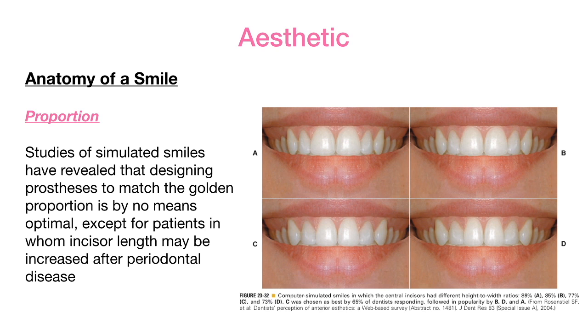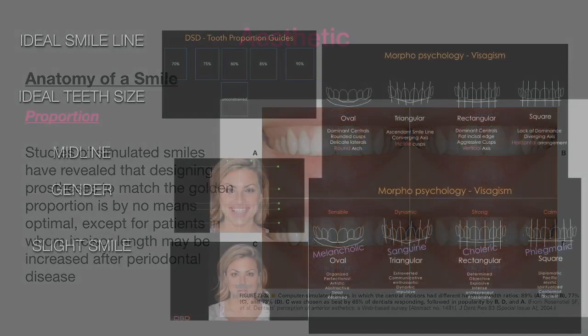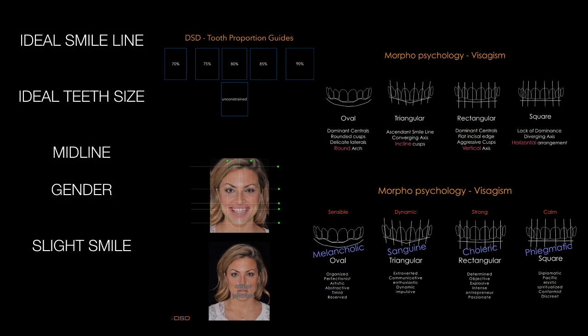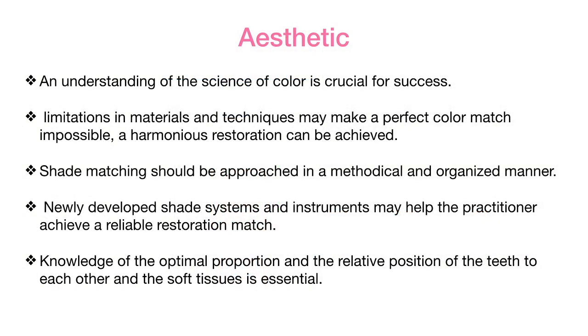Studies of simulated smiles have revealed that designing prostheses to match the golden proportion is by no means optimal, except for patients in whom incisor length may be increased after periodontal disease. So the ideal smile proportion is 80%, and when we go to 70%, it will be smaller and taller. When we go to 90%, it will be more square. The ideal teeth size should also be understood, along with the midline, gender, slight smile, and morphology of the smile.